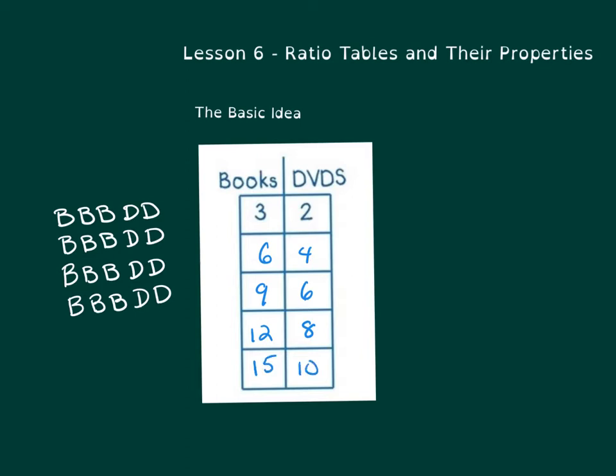So that's all a ratio table is. It's just a table which displays equivalent ratios. And even though these are in order now, they don't always have to be in exact order. The only thing that we have to make sure is true about them is they have to have equivalent ratios.